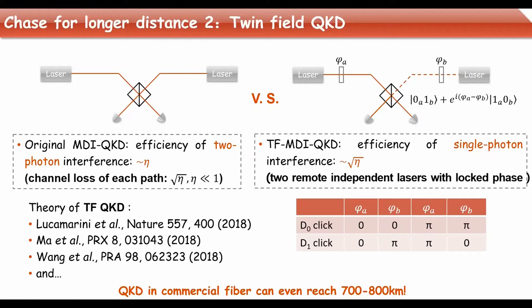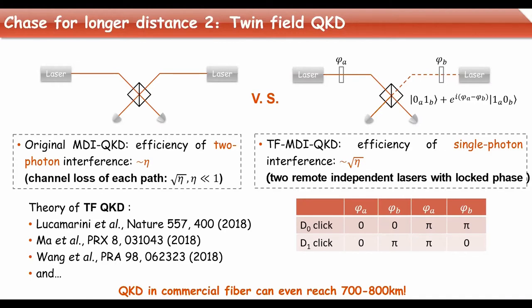And why can this protocol go to long distance? Because for MDI QKD, the photon from Alice and the photon from Bob both go through the whole distance. But for twin field QKD, because we have only one photon click, each photon only goes through half of the distance. So for MDI QKD, if you check its key rate formula, the efficiency is proportional to the channel loss eta. But for TF-QKD, it's proportional to the square root of eta. So in that sense, it can go to long distance.